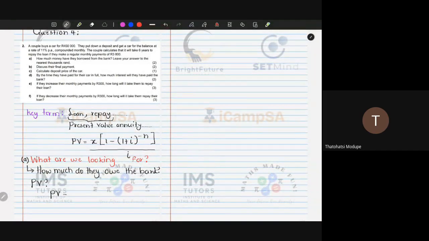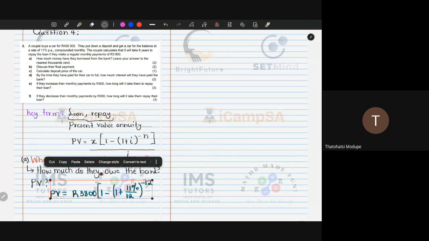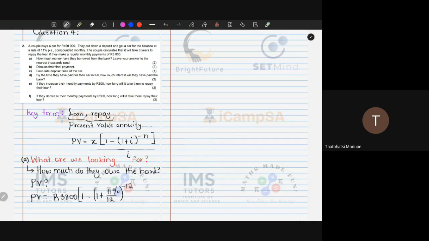So we can go ahead and look for our PV, which will be our X, which is 3,800, multiplied by 1 minus (1 plus our interest rate). We are told it is 11%. But very importantly, guys, the compounding period is 12. So we'll have minus 12 times the number of years. They told us that they are going to repay this in 6 years, so I'm going to multiply by 6. Okay. And then close the bracket. And this will be divided by the interest rate divided by the compounding period. So we'll have 11% divided by 12.